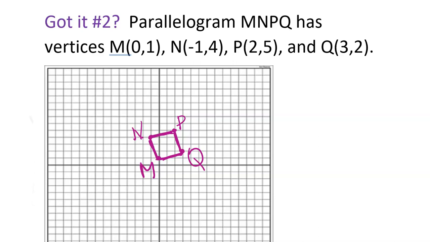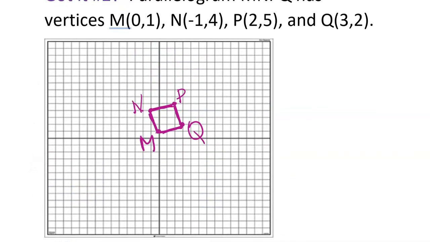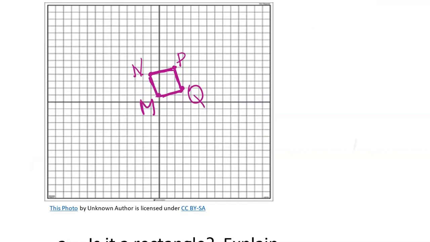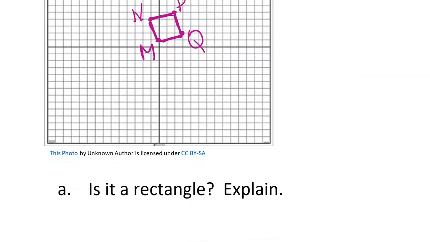So first, the first question is, is it a rectangle? So we're going to show that first. I'm going to do it right next to it here so we can see the picture at the same time. Or maybe I can move it up just enough. Okay, so is it a rectangle? Rectangles have congruent diagonals or 4 right angles, correct?